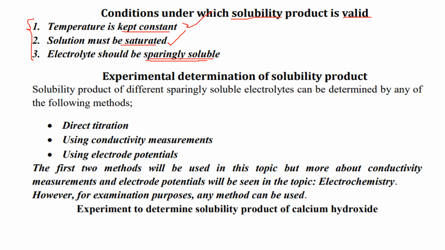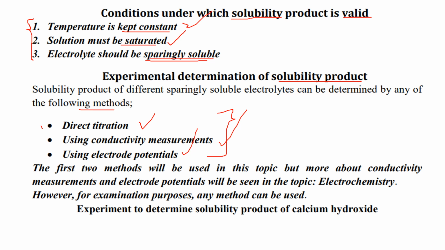Now let's look at the experimental determination of our solubility product. The solubility product of different sparingly soluble electrolytes can be determined by any of the following methods. Usually we examine these methods in paper 1, and we ask you, other than the method used to calculate the above KSP, to find or identify any other 2 methods that can be used to determine the solubility product of such a compound. So you must know the different methods used to determine solubility products.